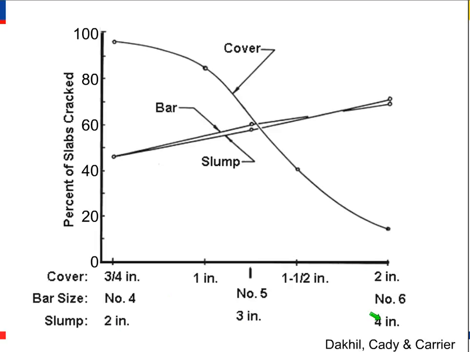What we see is the cover had a big effect. On the vertical axis, we have the percentage of slabs that crack. If you want to have less cracking, that means you want to have greater cover. But also notice that as the bar size increased, and as the slump increased, the amount of settlement cracking that occurred also increased.